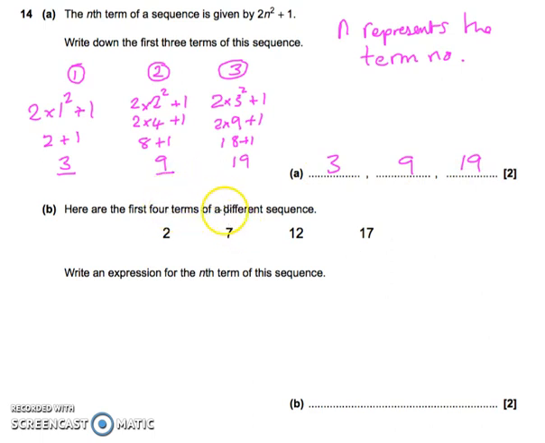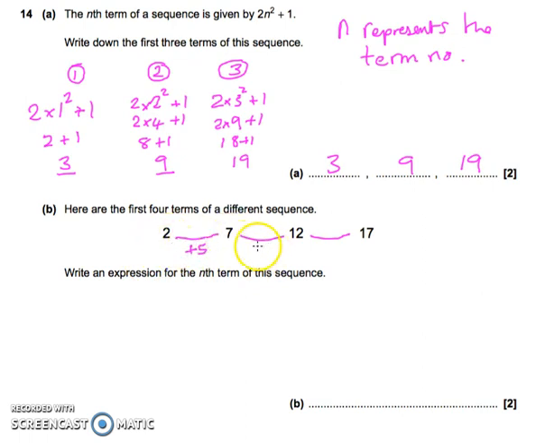B, here are the first 4 terms of a different sequence. We need to write an expression for the nth term of this sequence. Now don't get thrown by the fact that this one was quadratic. This one won't be. You don't have to deal with those on foundation papers. So the difference between each of these term numbers is what we're interested in, and hopefully we're going to have a linear sequence. So 2 and 7, we've got a positive 5.